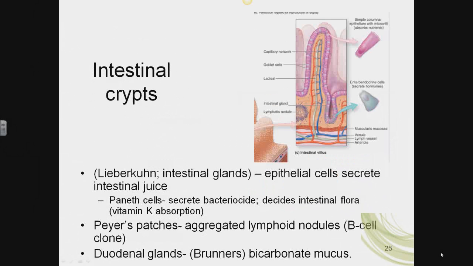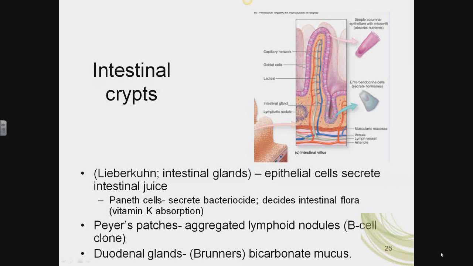Now let's focus on intestinal crypts and intestinal glands. Between some of the intestinal villi are invaginations of the mucosa. These are called intestinal glands, also known as intestinal crypts or the crypts of Lieberkühn. These glands extend to the base of the mucosa, and they resemble, to be honest, the gastric tubular glands that we saw in the stomach.